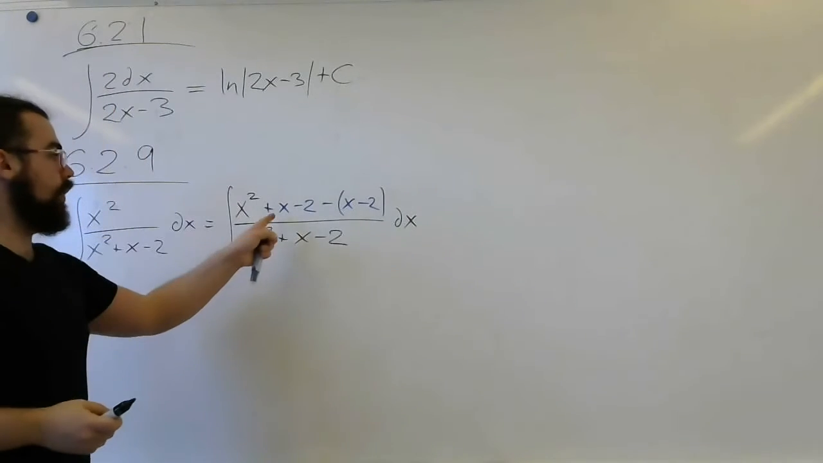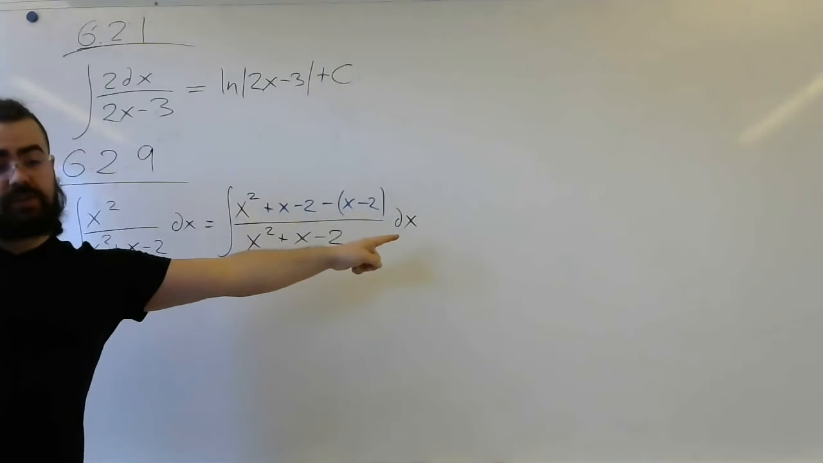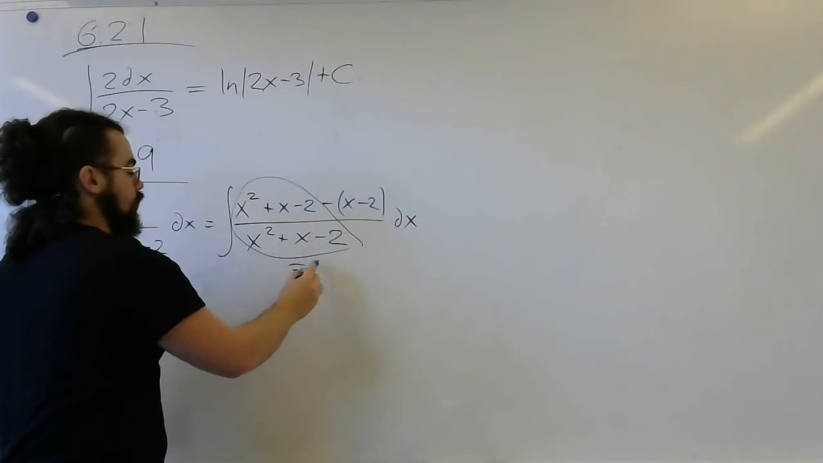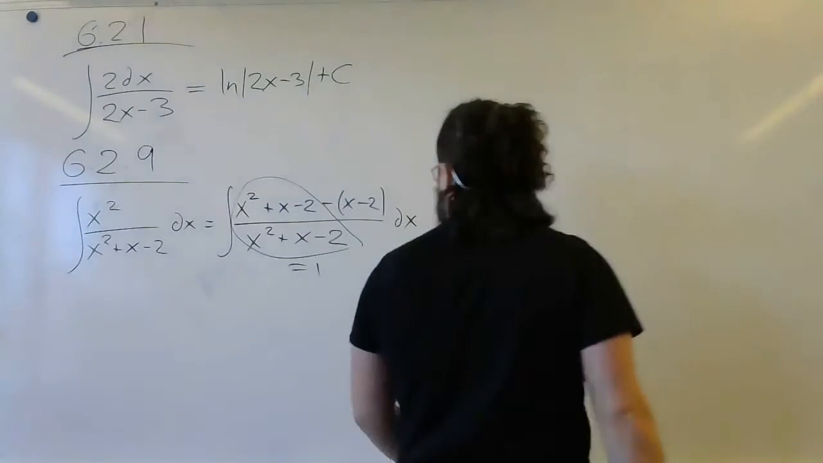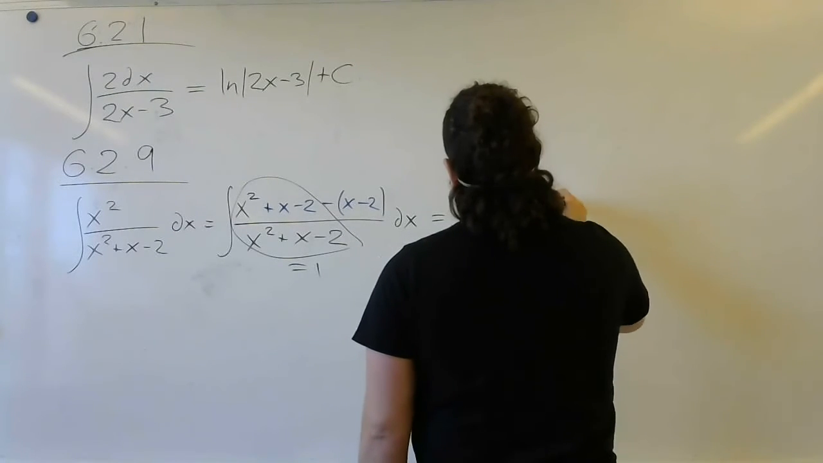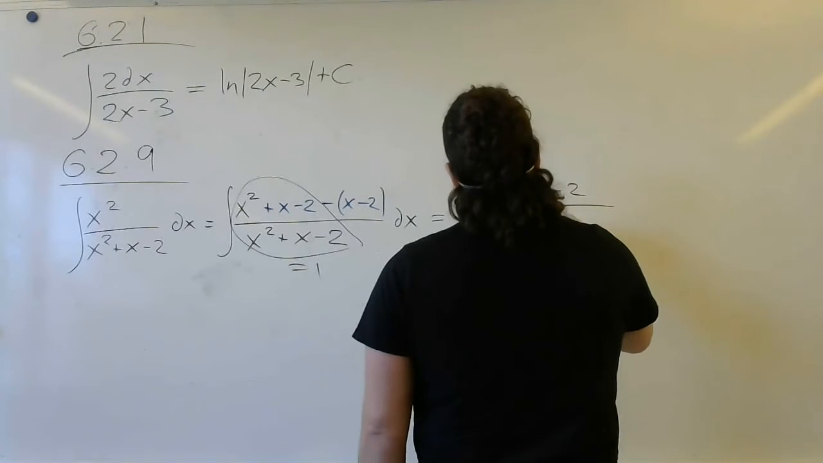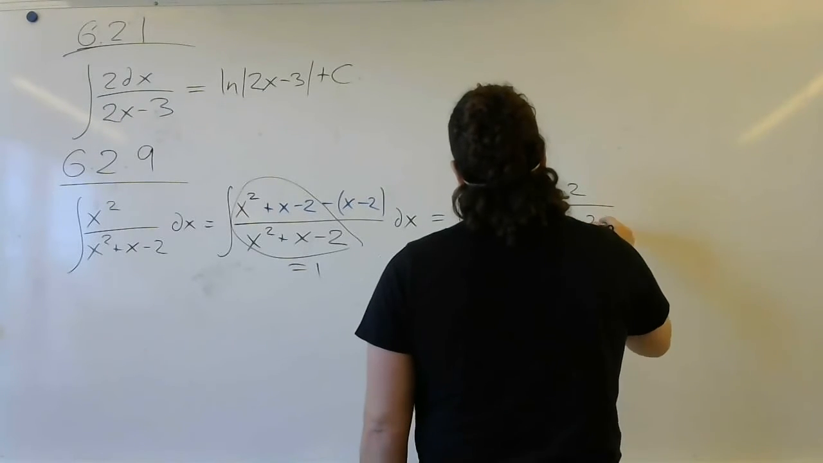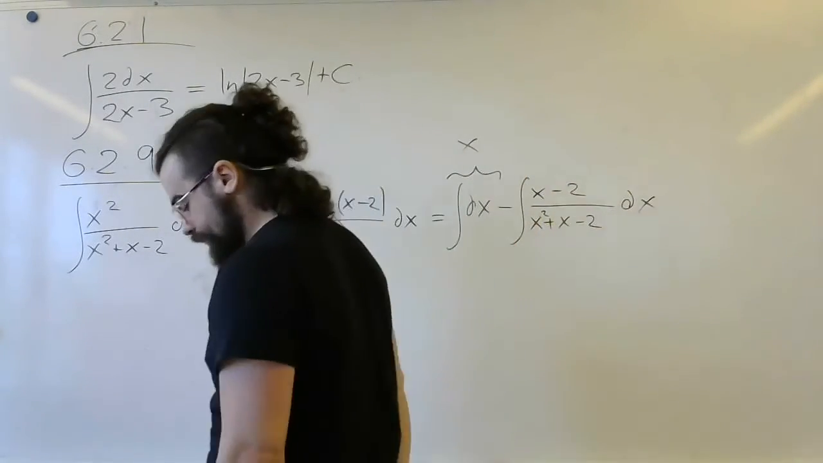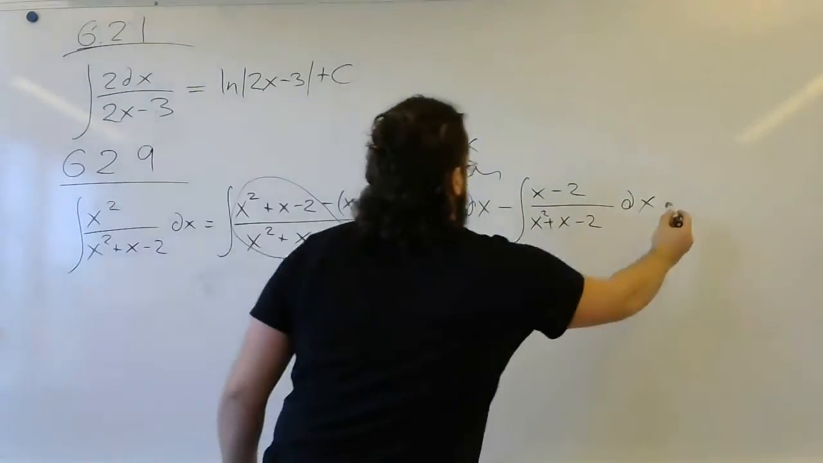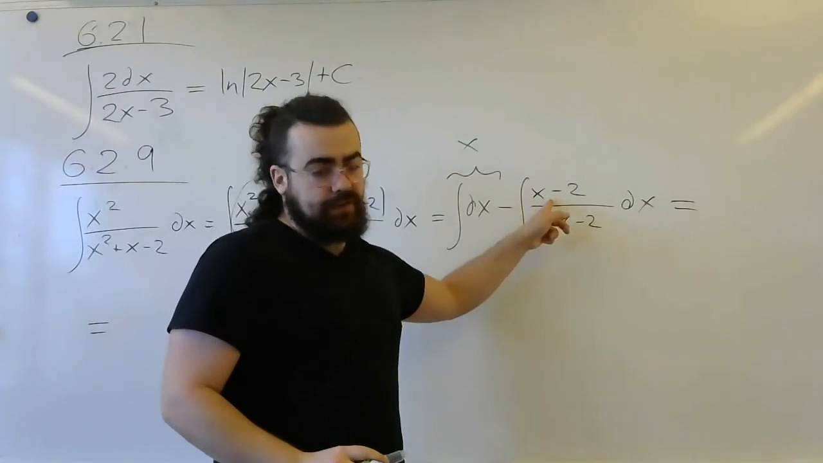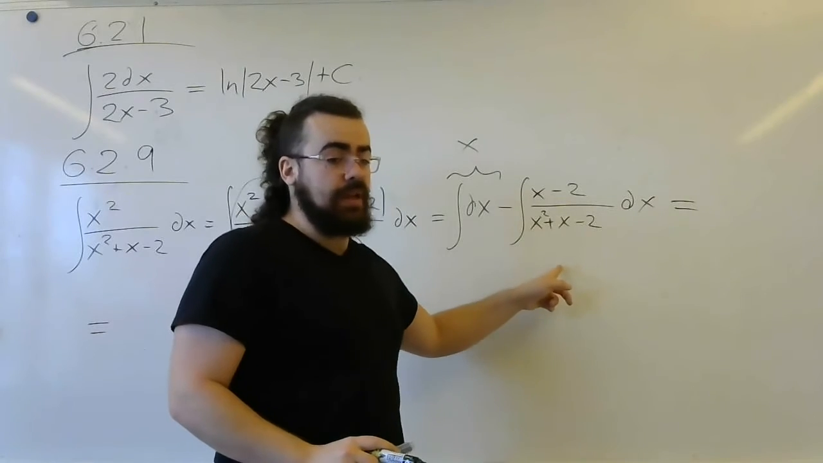What have we done? We added x minus 2 and subtracted x minus 2, so our integral remains the same. Now this thing is equal to 1. So what we have here is a quotient of polynomials where the degree of the numerator is 1 and the degree of the denominator is 2. How do we solve this?